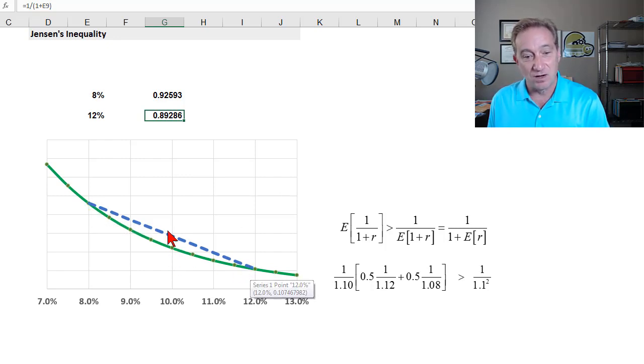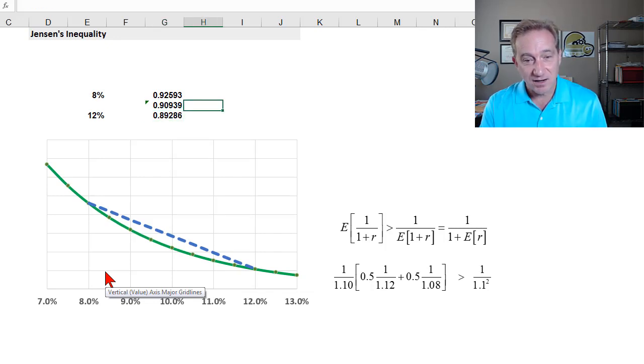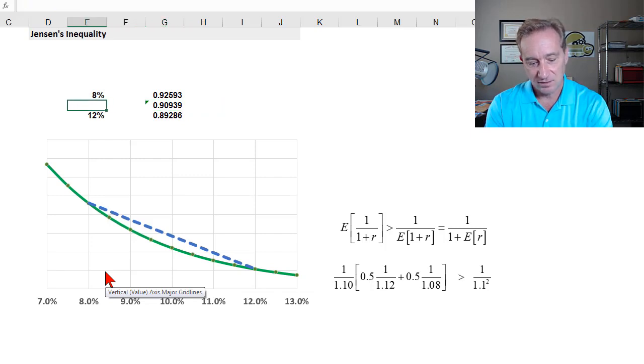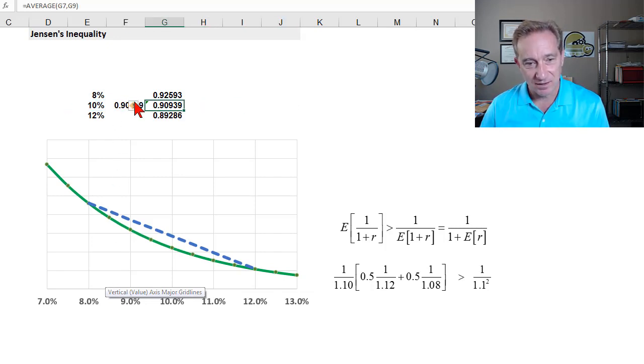And then what about where we expect in the middle at 10%? Well, there are 2 ways to look at this, and this is the Jensen's inequality. If I take the average of these two, and these are prices on the y-axis, I'm going to get a price of $909.39, but that is different than taking 1 divided by 1.1. Excel's giving me a little error. I'll get rid of that.